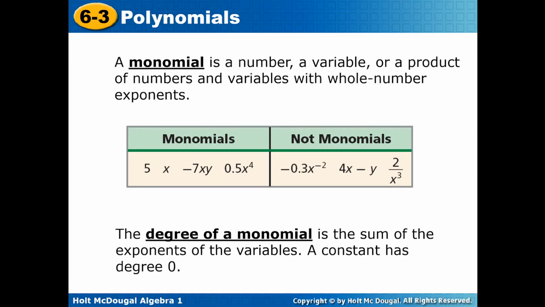The next one we should look at is 2 over x cubed. Why is this one not? Well, that's because it's a division problem. They are not directly connected, therefore they are not a singular entity. They cannot be taken as a single thing. Now, then why did I skip over negative 0.3x to the negative 2? Well, it's specifically because of that negative 2. It would create that fraction just like 2 over x cubed. This would make it not a monomial.